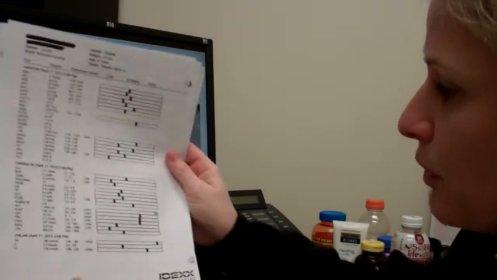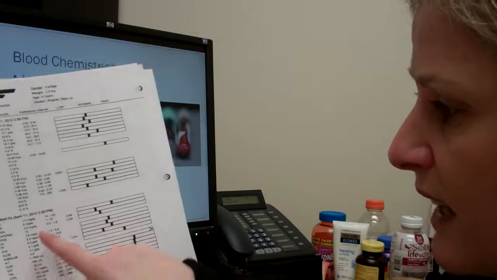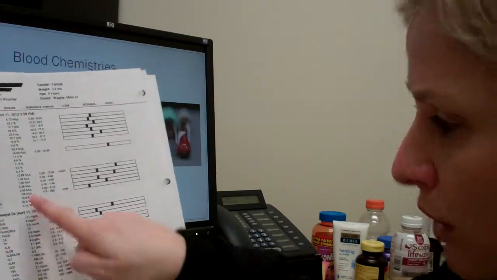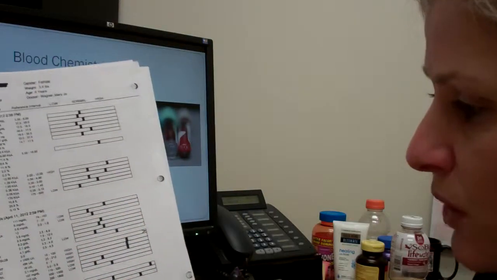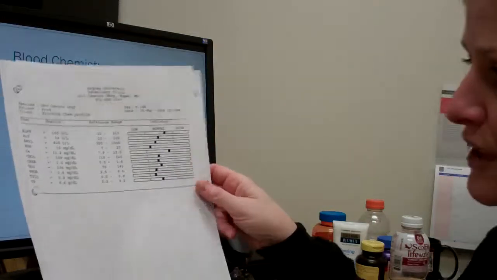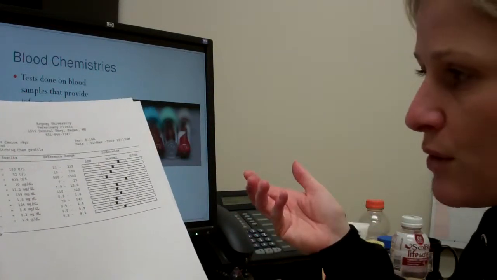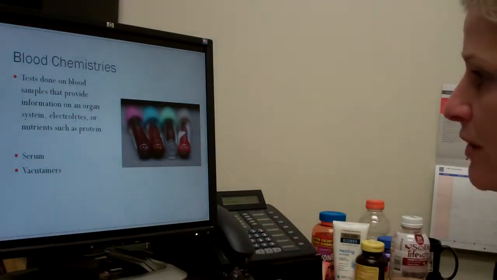Here's another visual. Here's actually the chem profile down here. Here are all these little enzymes, the normal range, the animal's result, the normal range, and a visual aid for you. Again, here's another one. Different computers are going to generate different printouts, but nonetheless they offer the same format of information.